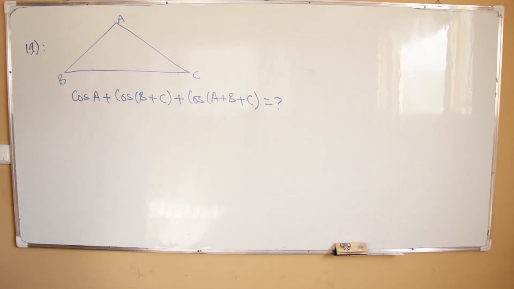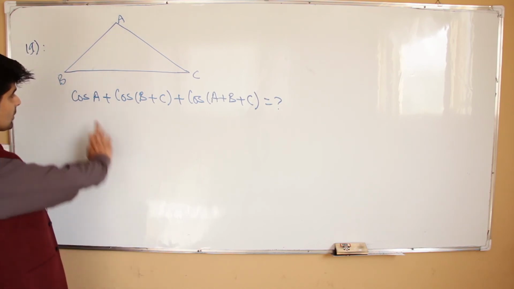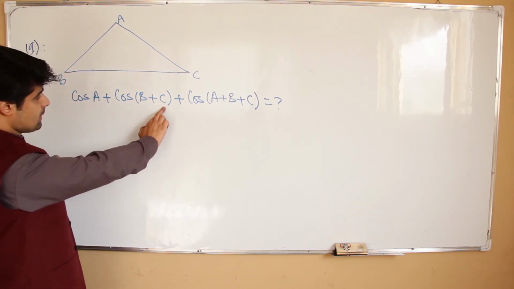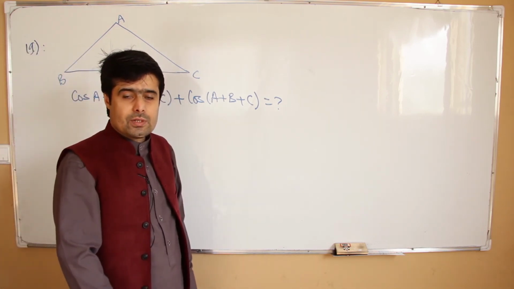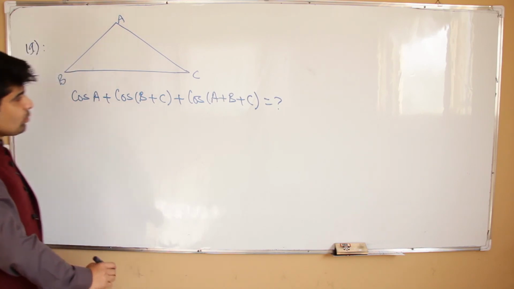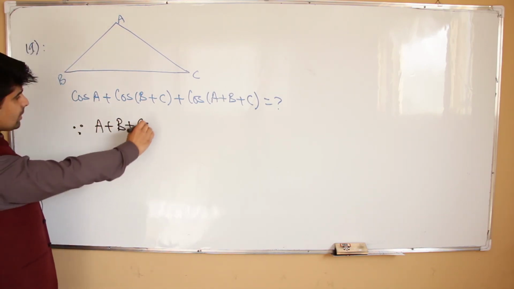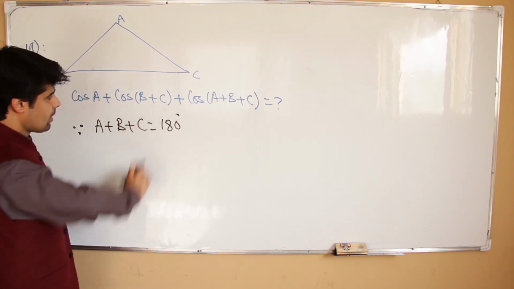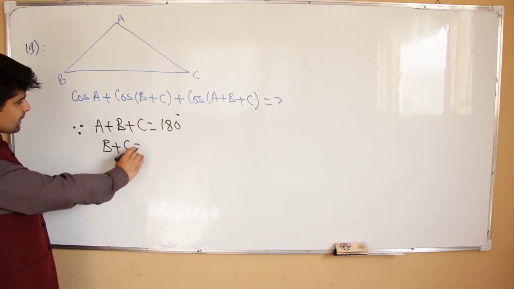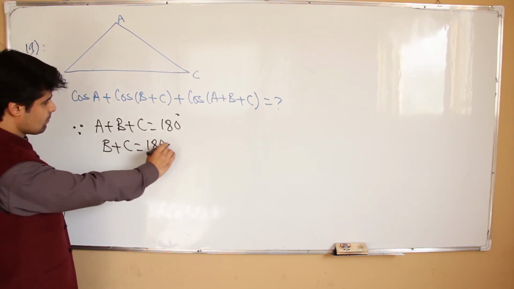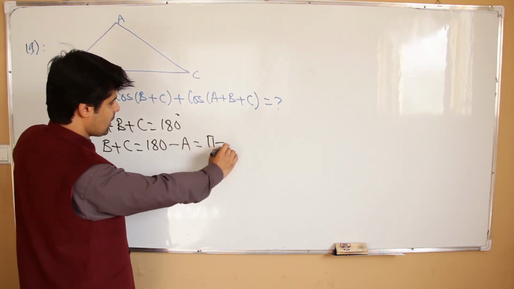Question 19. A very tricky question we have. A, B, C is a triangle. Now, what is cosine A plus cosine of B plus C and cosine of A plus B plus C? It's a very simple but tricky question. What do we know? That the inside angles of every triangle add up to 180. Am I right or not? Yes. And we can write, instead of B plus C, 180 minus A. Or instead of 180, we can write pi minus A.